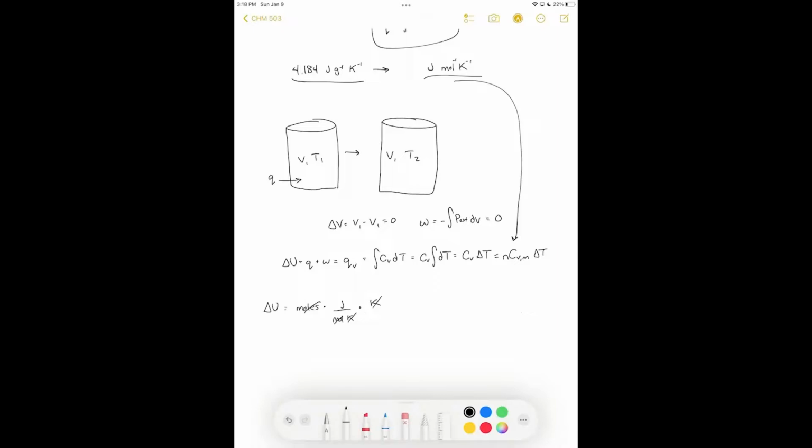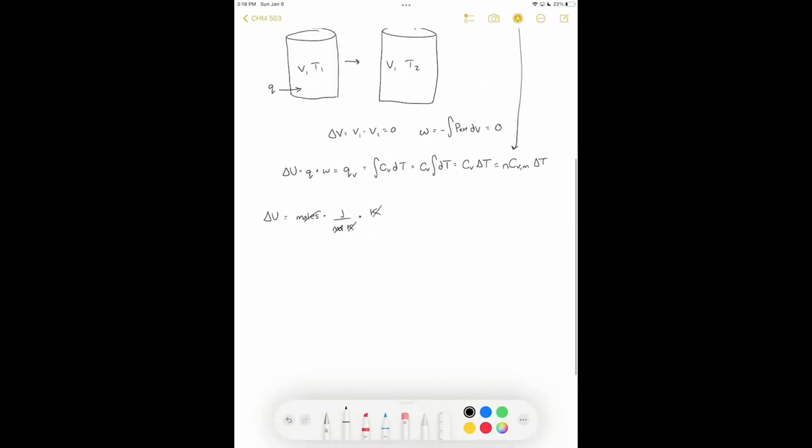Now, what if there is work? What if I don't have a system that is rigid? For example, if I have a system that looks like this, where I have a gas and a piston, this piston can move. I have a volume and a temperature. I add heat to this system, and now what happens? Well, now what I end up seeing is expansion. So I reach a new volume and a new temperature.